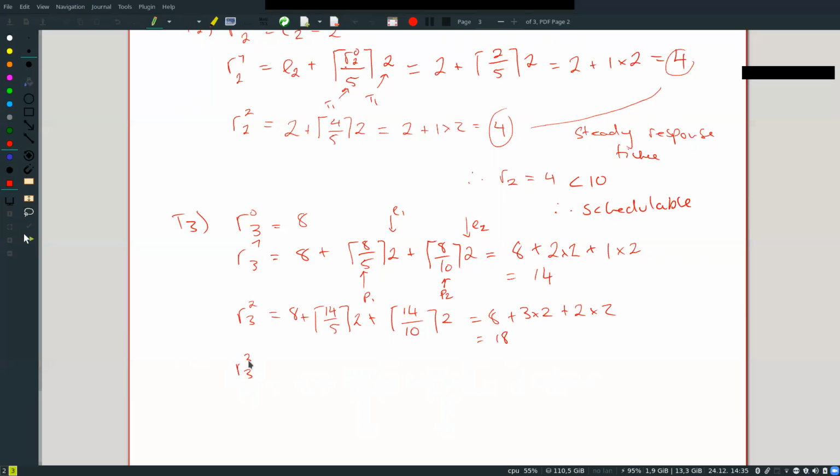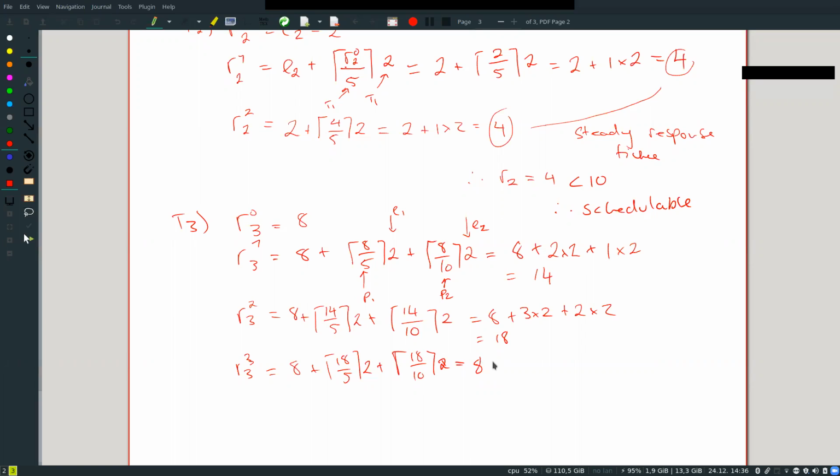3, 8 plus 18 over 5 plus 18 over 10 by 2. So what are we going to get now? This is still going to evaluate to 3. So that hasn't changed. And this is still going to evaluate to 2. So this also hasn't changed.